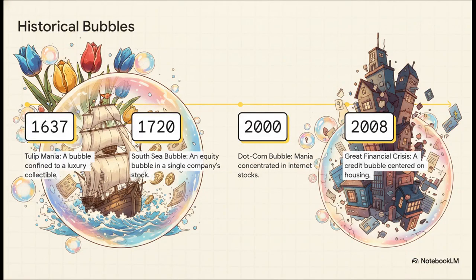I mean, just think about the famous bubbles from your history class, right? Tulip Mania was literally about tulips. The South Sea bubble, all about one company's stock. And even more recently, like the dot-com bubble or the 2008 crisis, the craze was centered on very specific assets, internet stocks or housing. They were absolutely massive, for sure, but they were also contained.